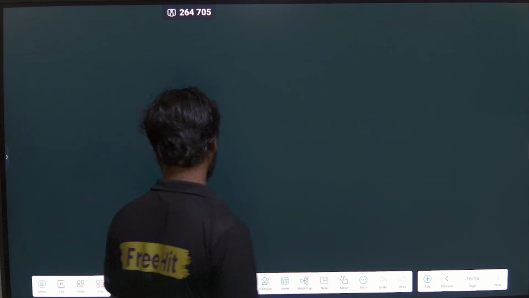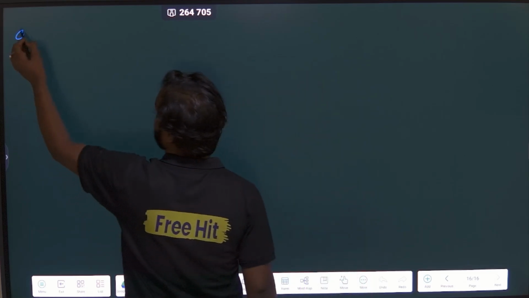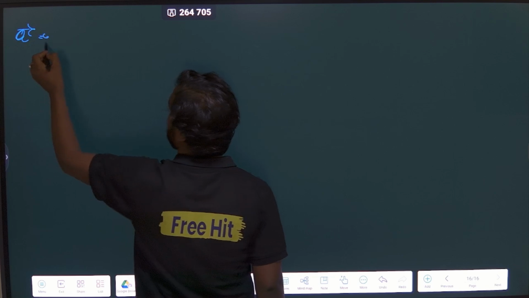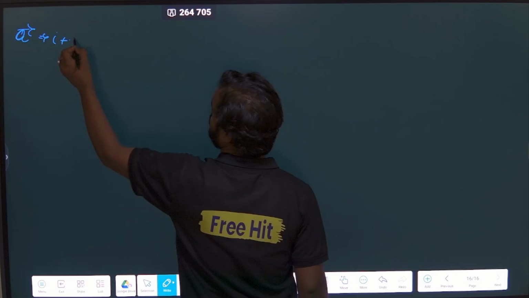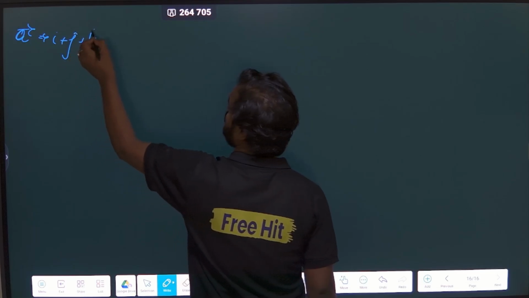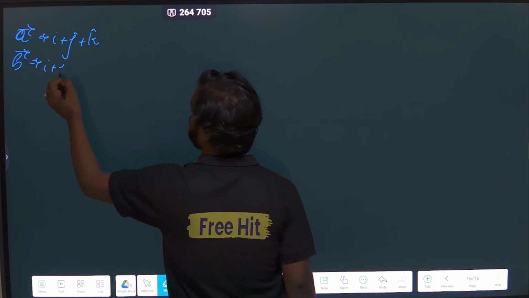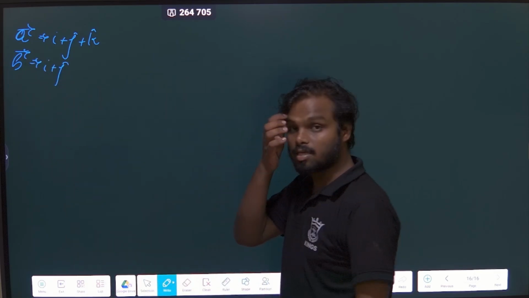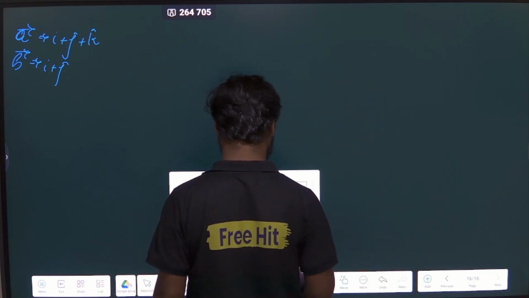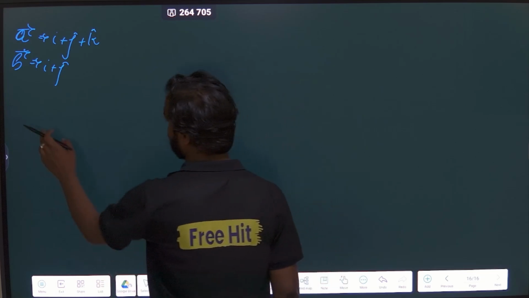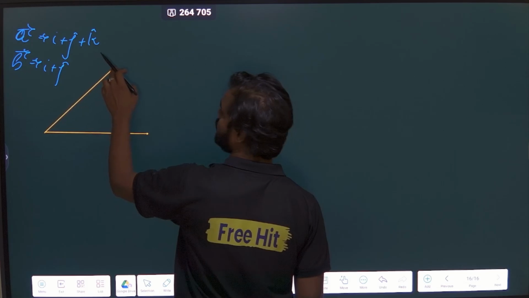Basically, what is given here? We have been given a vector B equal to I cap plus J cap plus K cap, and vector A is equal to I cap plus J cap. These are the two vectors I have. So let us draw one image so that we can understand things more properly.